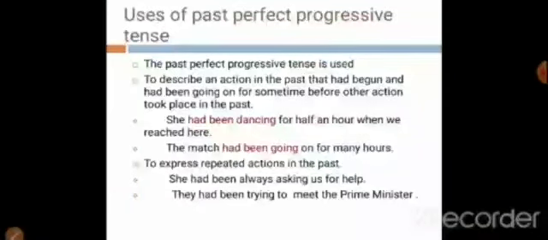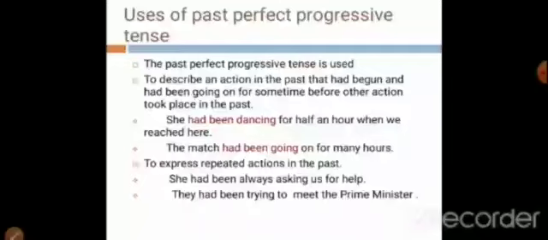So an action in the past had begun. It was in continuation before another action took place in the past. She had been dancing for half an hour when we reached here. So when we reached a place, half an hour before that time, the girl was dancing. She had started dancing, and since then she had been dancing. So she had been dancing for half an hour when we reached here.